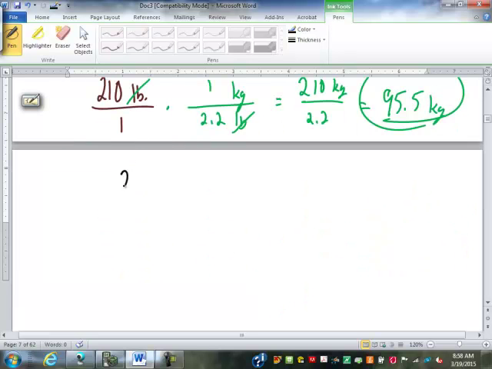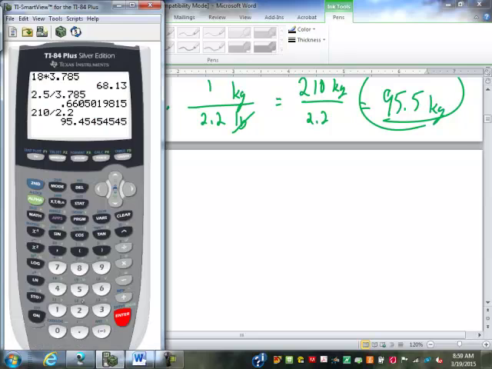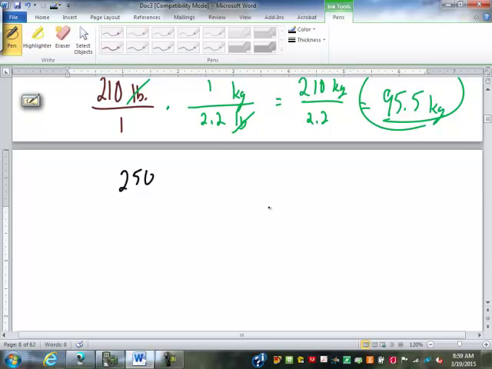So that'd be 250 divided by 2.2, right? 113.6. 113 kilograms. That's just over 110 kilograms, you can tell.